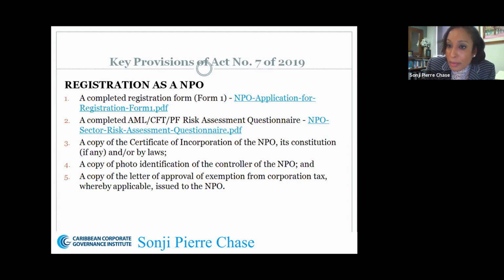But the authorities don't know. FIU doesn't know that. The fraud squad will know that. So it's based on the responses that you give that a determination can be made as to the level of supervision that you require. Right? If you are incorporated, you have to submit your certificate of incorporation and your bylaws. You have to submit photographs of all of the controllers of the NPO. I will explain who the controllers are. And then if you got exemption to become a charitable organization, you have to submit that letter of exemption.